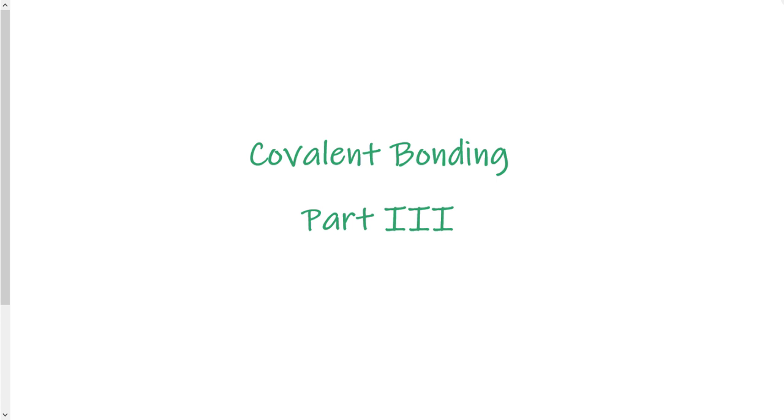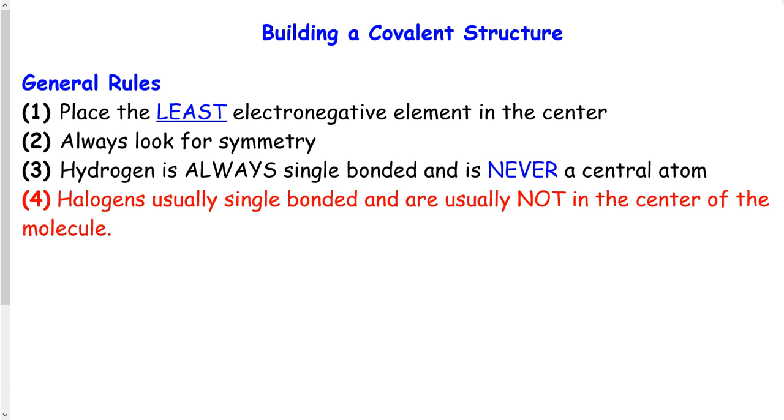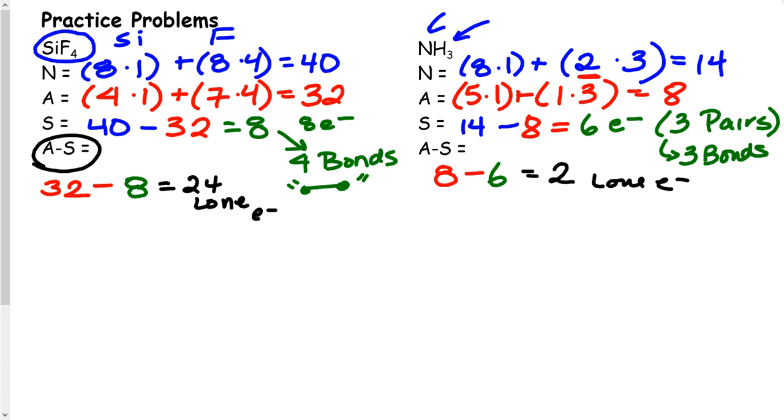Our third segment of covalent bonding is going to pick up where we left off following the calculations for our structures. And as we revisit the general rules, we want to remember to put the least electronegative element in the middle, look for symmetry, remember that hydrogen is only single bonded, and that halogens are usually only single bonded. So we are back at our practice problems with our calculations.